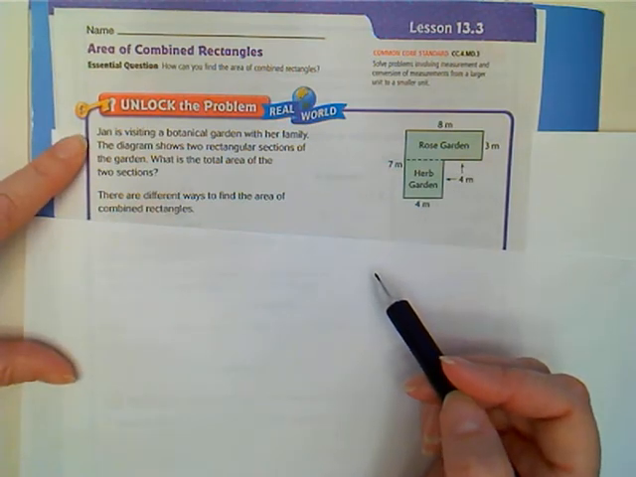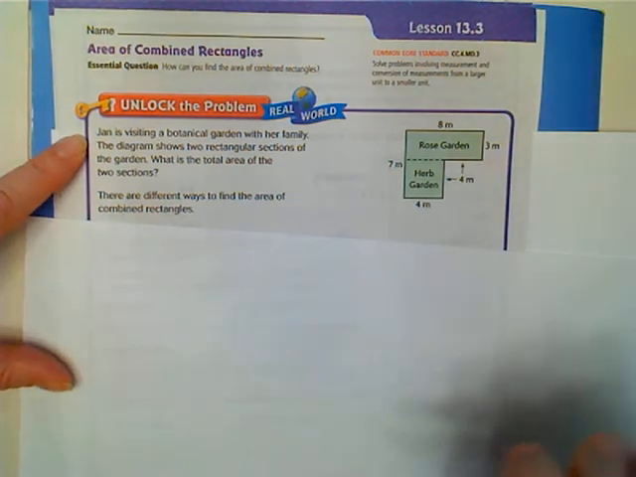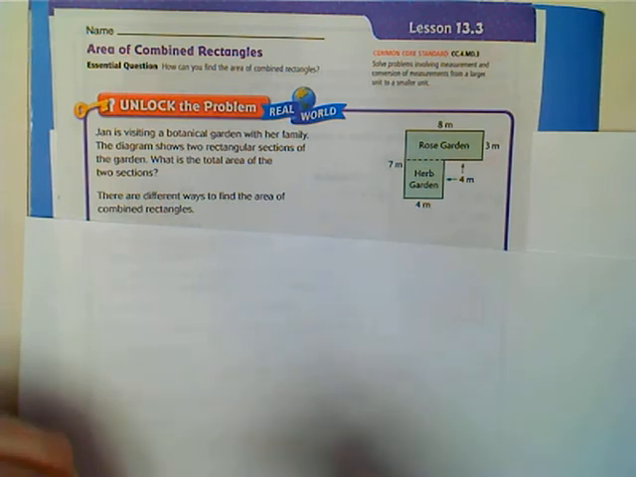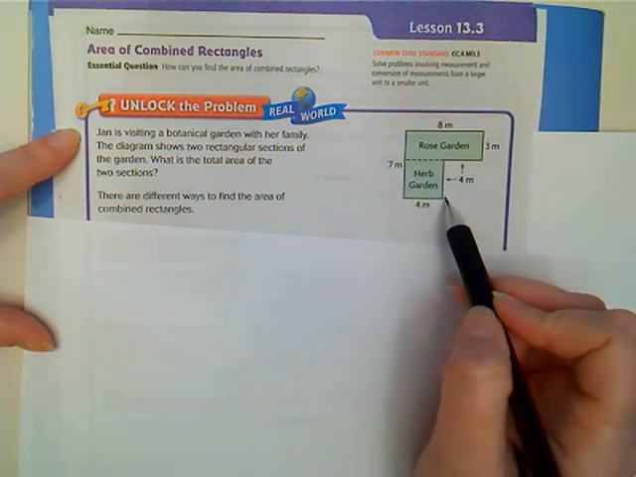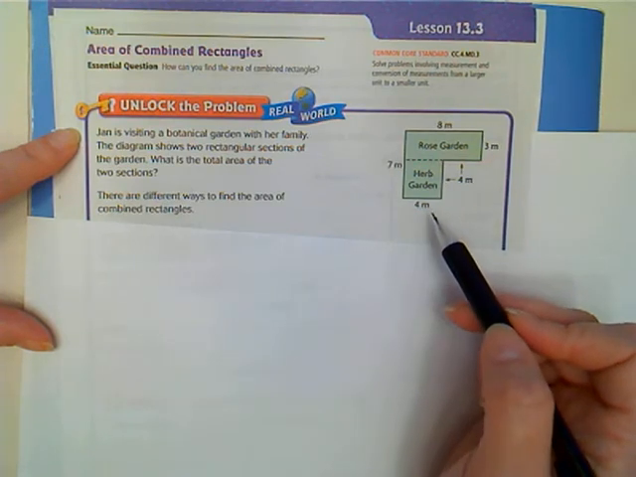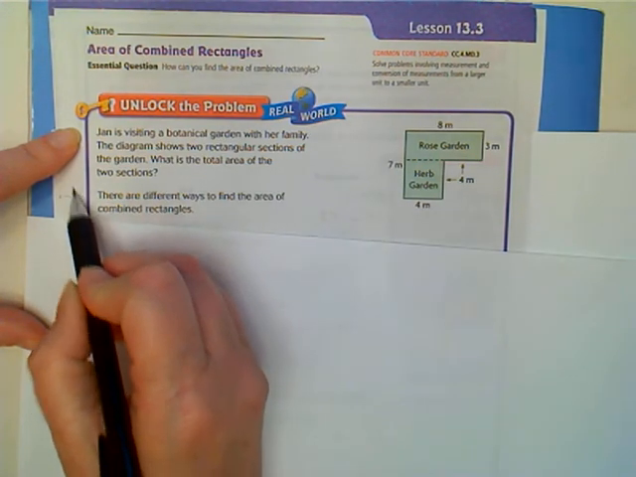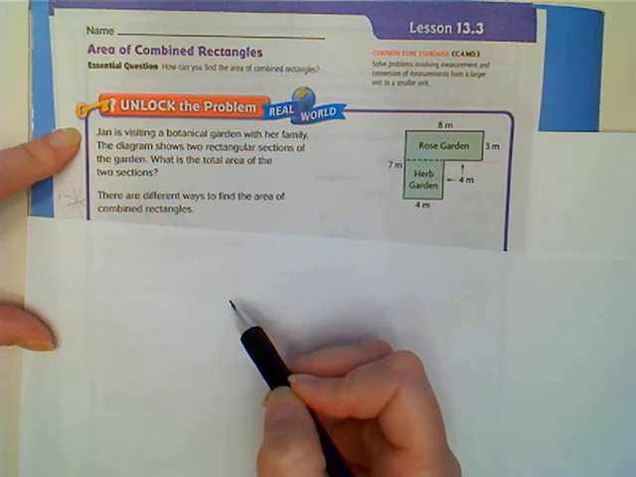It says Jan is visiting a botanical garden with her family. The diagram shows two rectangular sections of the garden. What is the total area of the two sections? There are definitely different ways to find area of combined rectangles.